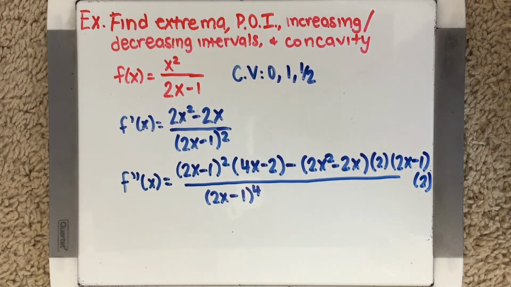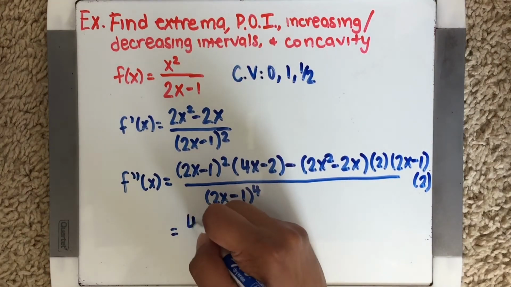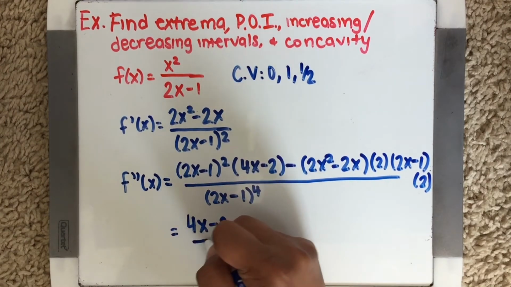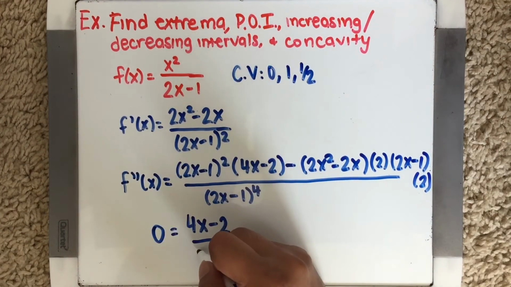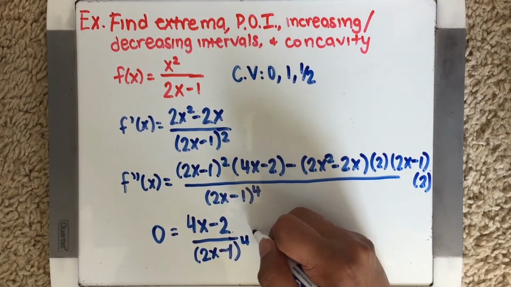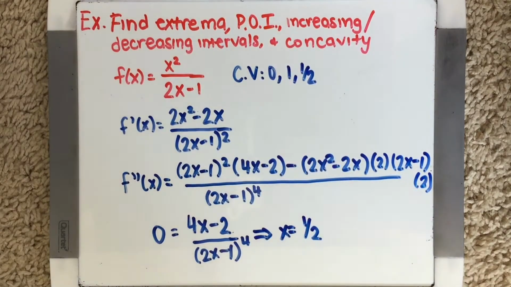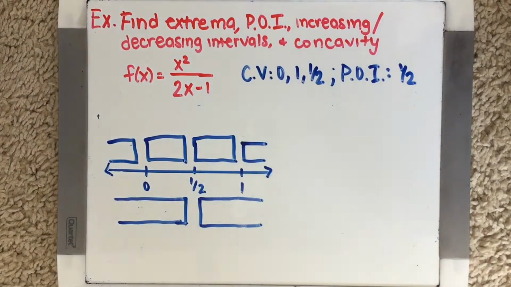Now, if we simplify that, we get that 0 is equal to 4x minus 2 all over 2x minus 1 to the 4th. Therefore, we get that the points of inflection are at x equals 1/2. Now, I must use a sign chart to find where the graph is increasing, decreasing, concave up, and concave down.